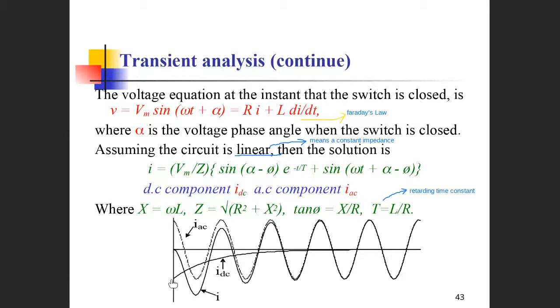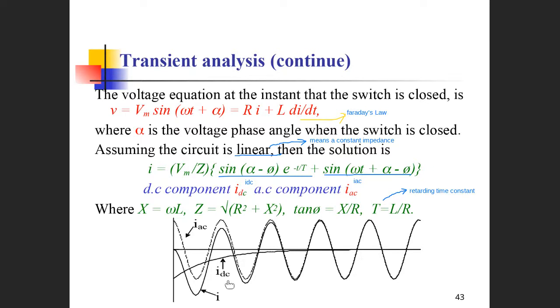Then we can see that the first term, this is I DC, and the second term is I AC. The first term is the DC current because its polarity does not change, although the value changes, which is exponential. And the second term is the AC current, whose polarity changes with time, which is the sine waveform.